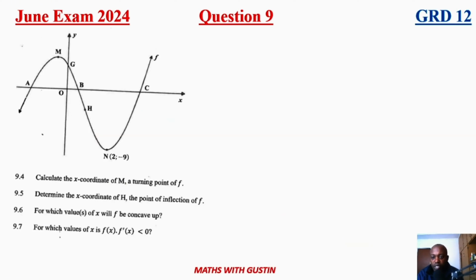All right, 9.4 says calculate the coordinates of M. M is the turning point. So therefore, in order for us to calculate this, we need to take the derivative of the equation.